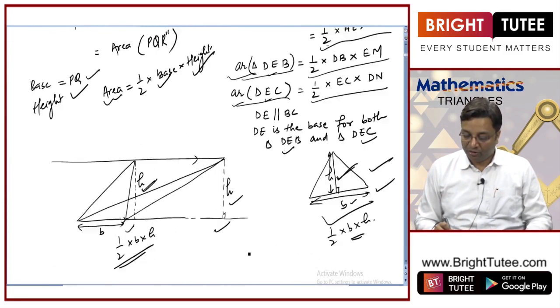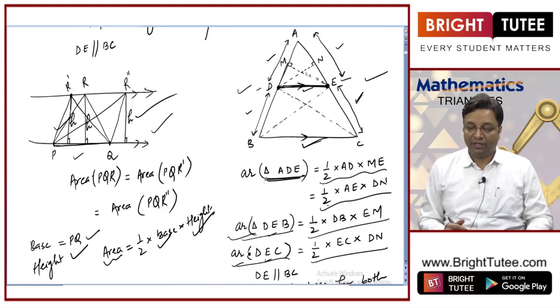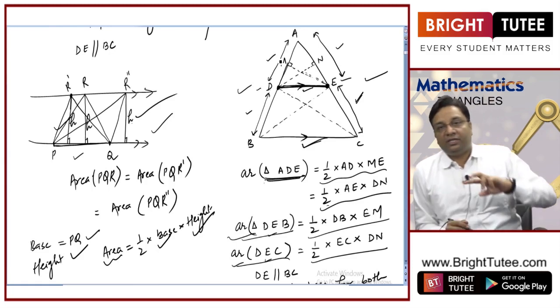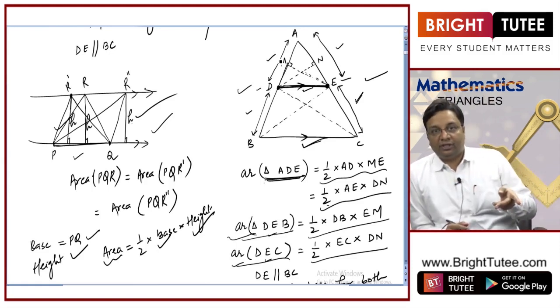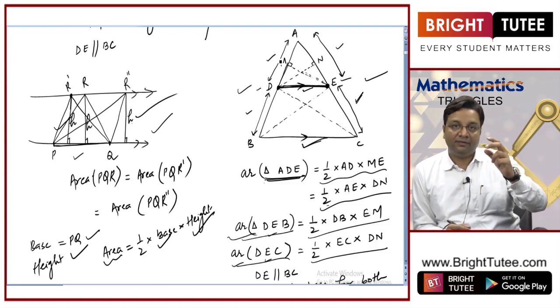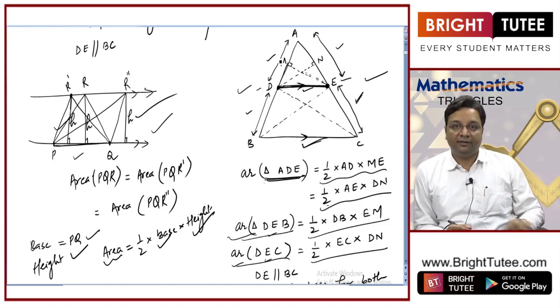Now, we can also discuss the converse of basic proportionality theorem. What is the converse? Now, the basic proportionality theorem was that if you have a parallel line intersecting the other two lines, right, then it will divide the other two sides in the same ratio. Now, if you are given that the other two sides are divided in the same ratio by a line, right, then it will be parallel to the third side.